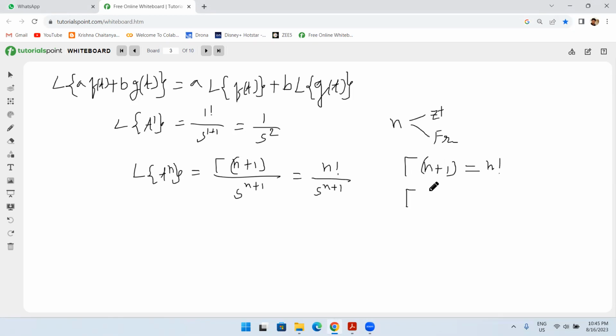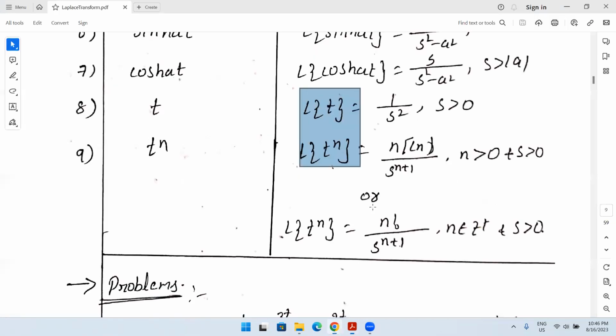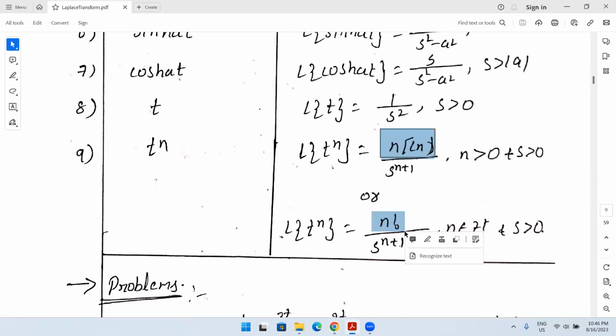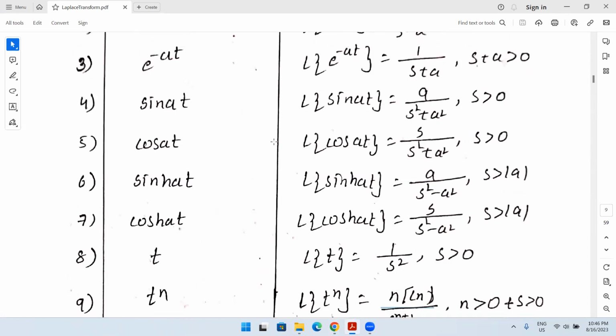If it is a fraction, we write it in the form of n into gamma of n, using gamma of n plus 1 equals n into gamma of n. So if it is a fraction, we use n into gamma of n. If it is an integer, we use n factorial. Like this, we get it. Okay. These are the important formulas.